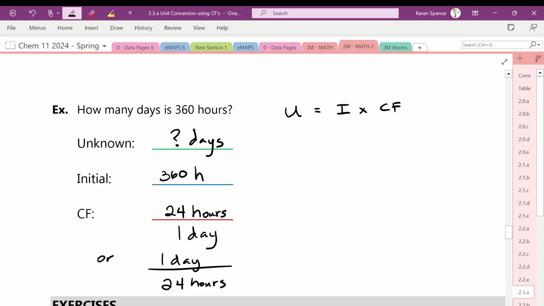So my unknown, and you should write the unknown, you should write what you are solving for so that you know when you get to the end of the question, your units match up. What was I solving for? Did I get that unit? Okay, so always write the unknown. I don't know how many days.